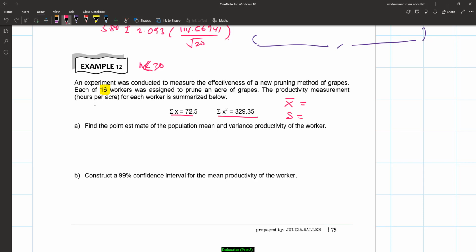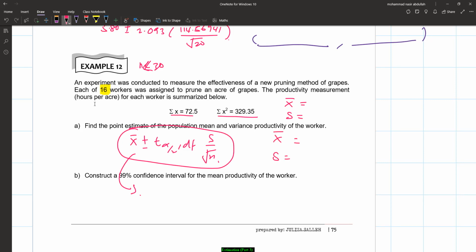I remember chapter number 2, we already learned how to calculate mean and standard deviation from the sample. So since this is very small, population variance is unknown, so we can use x bar plus minus t alpha divided by 2 with degree of freedom, s divided by square root of n. Oh, sorry. This is for this one. For this one, point estimate means that you need to find mean and standard deviation.